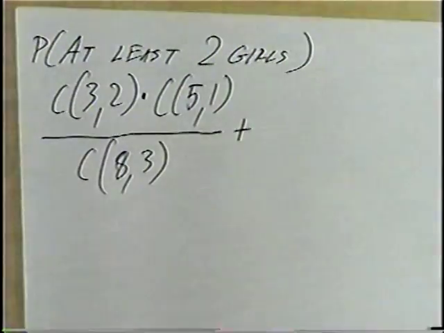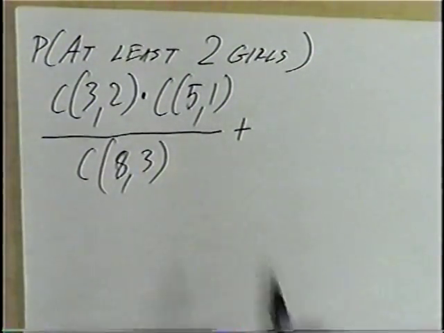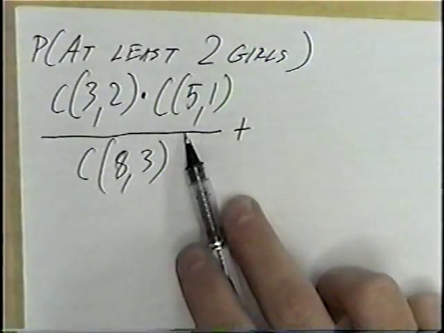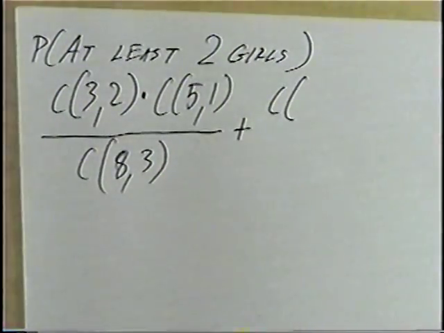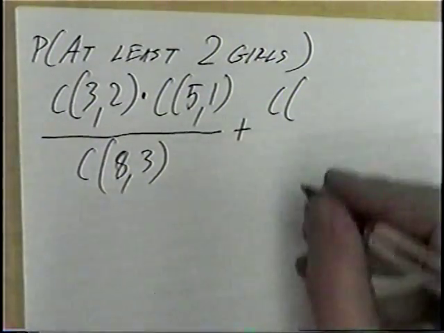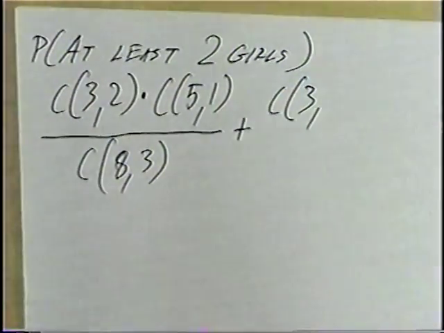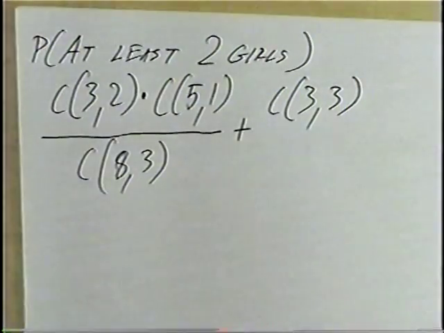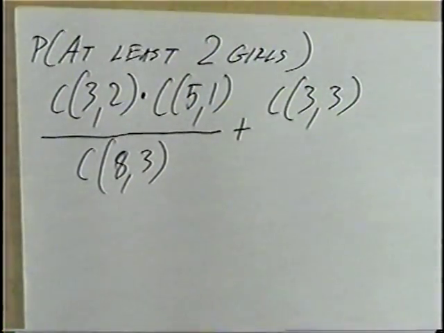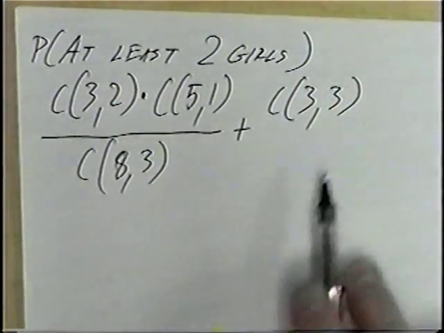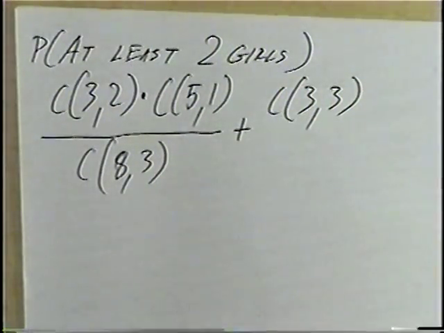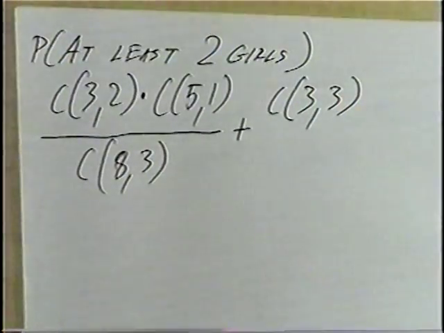Adding to this, the second outcome: at least 2 girls means 2 girls or 3 girls. So the second fraction, a combination, will be picking 3 girls. There's 3 girls total, and we want to choose all 3 of those, so the combination would be 3, 3. Since we're picking 3 girls, there's no boys left to pick, so there's no other combination to multiply by. 3 girls would just be 3, 3.